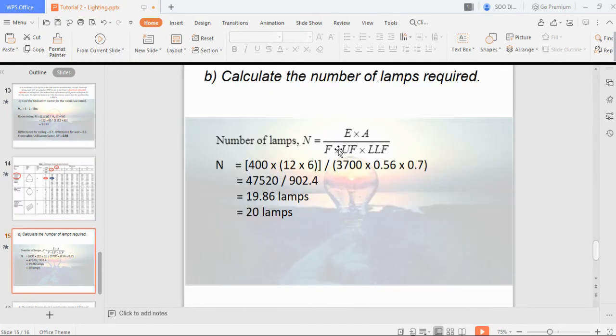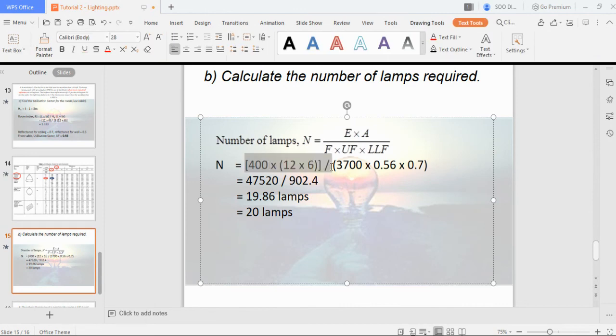Finally, with all this information, you know your UF is 0.56 and your light loss factor is 0.7. The rest of the information you put in, and you'll find that you need 20 lamps.